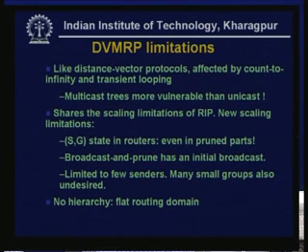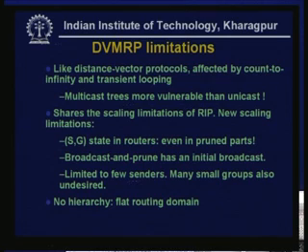But DVMRP has limitations: like distance vector protocols, it is affected by count to infinity and transient looping. You remember the count to infinity problem: some link has failed, but nobody could make out that the link has actually failed, so the updates go round and round, and they all keep on counting the potential distance until it counts to infinity. Since we are using the same distance vector routing, that is there. Transient looping means sometimes a routing loop may form and the packet goes round and round. And multicast trees are more vulnerable than unicast to these problems. We are not going into the details of this.